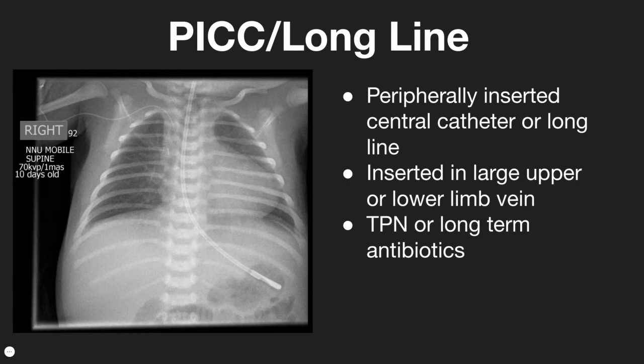Next up, we have the PICC line, also known as the peripherally inserted central catheter or long line. This is typically inserted in a large upper or lower limb vein with the intention of delivering total parenteral nutrition or long-term antibiotics, as the umbilical lines will only remain viable for 2 weeks at the absolute most. In the example on the left, the tip of the long line is projected over the right brachiocephalic vein, which is a large caliber vein and is normally deemed acceptable.